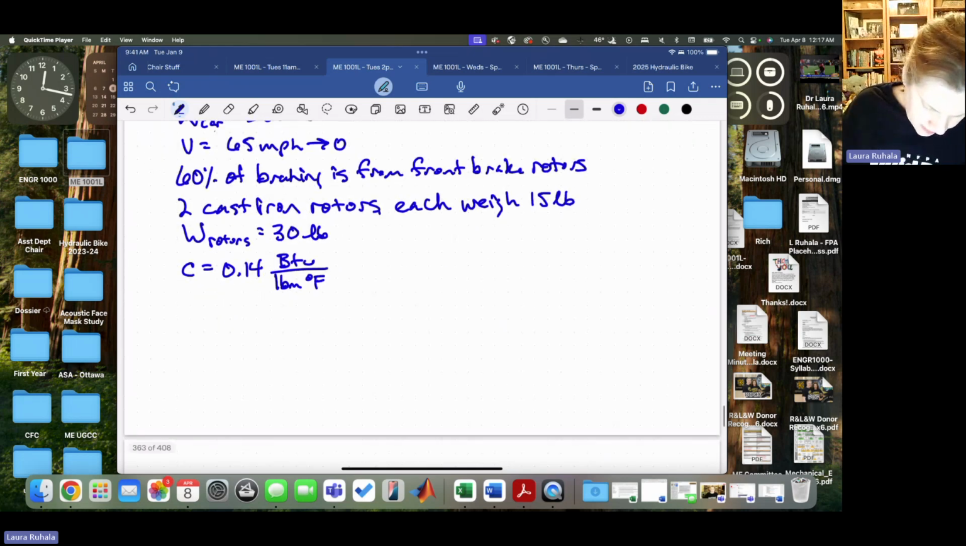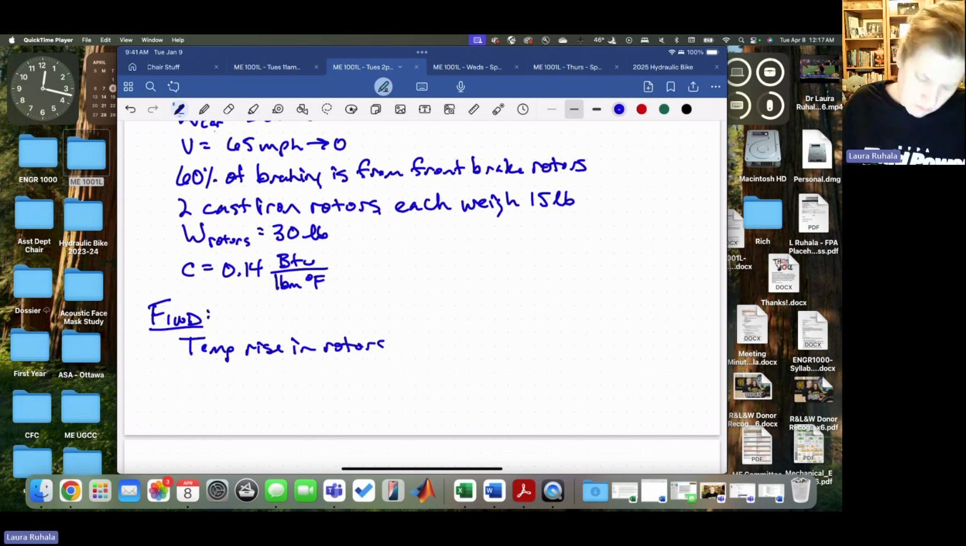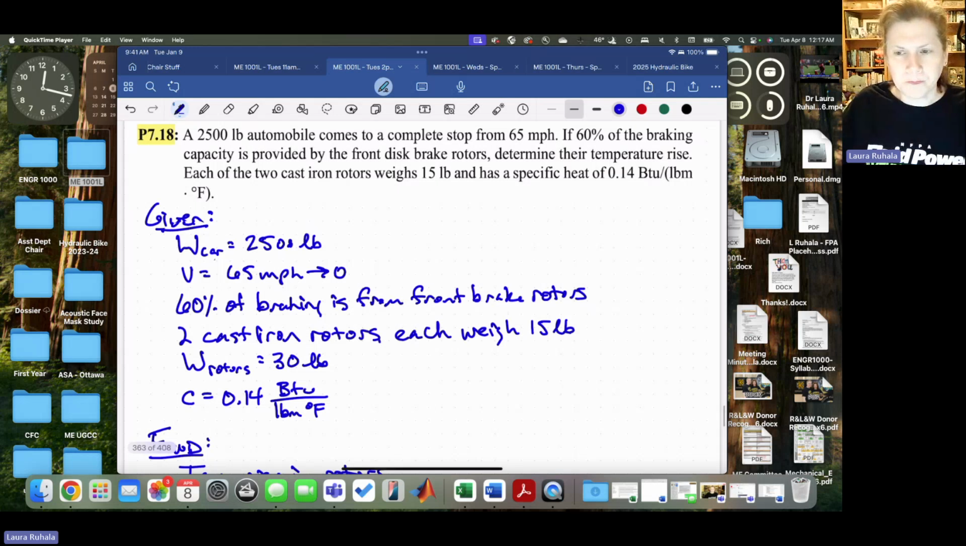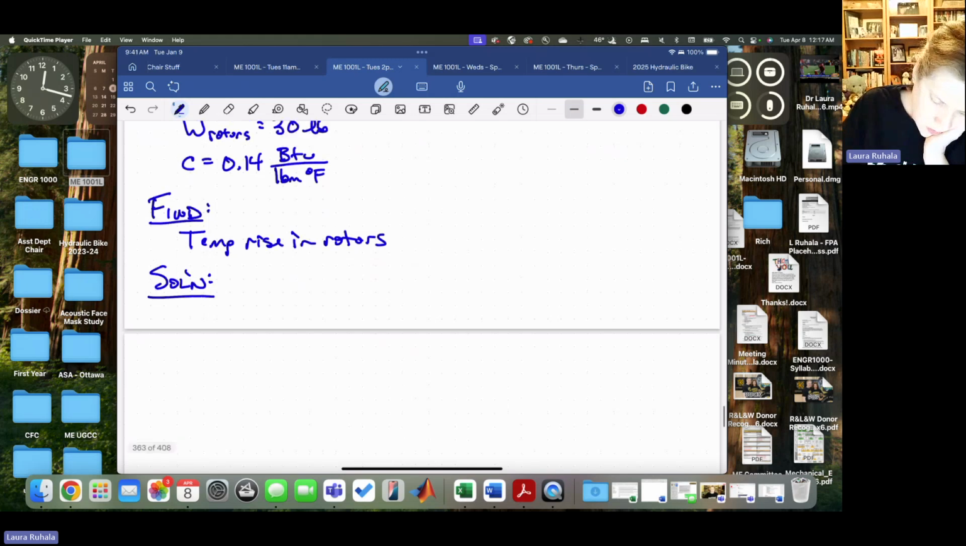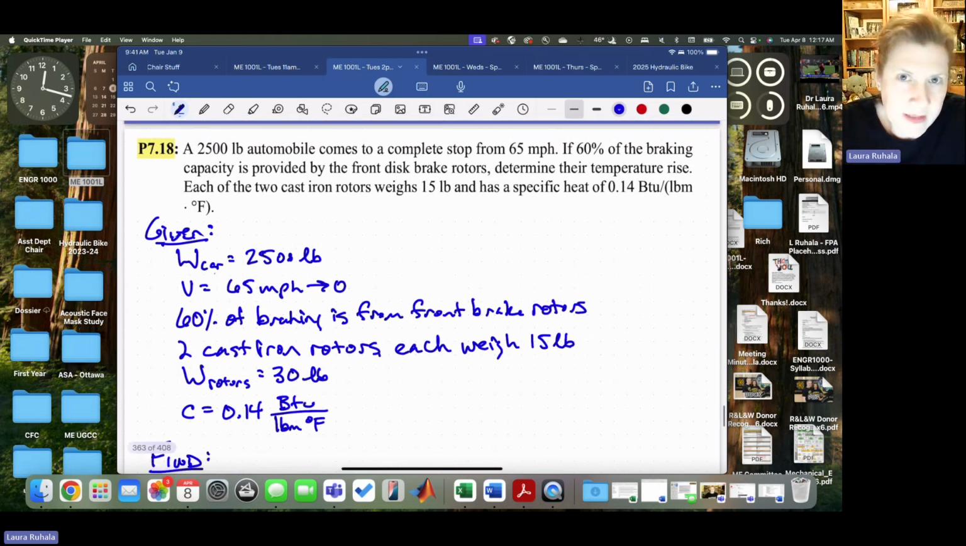What I need to do is find the temperature rise in the rotors. How hot will my rotors get? All right, so we're going to have to think this through. Initially, the car's going at 65 miles an hour. That kinetic energy will be converted to heat and then stored as the temperature rise.